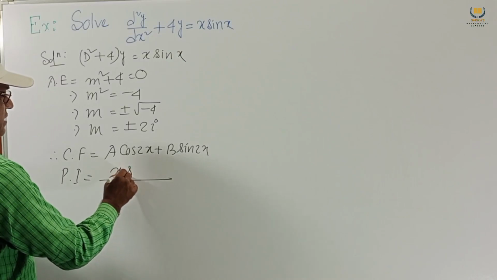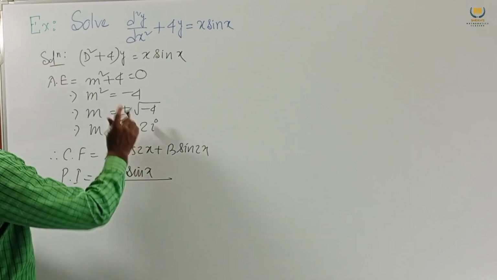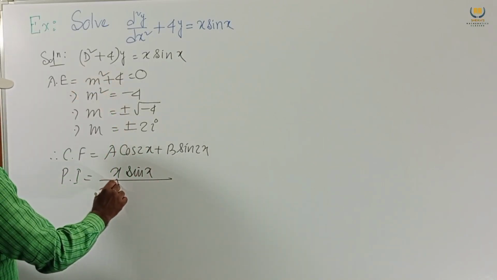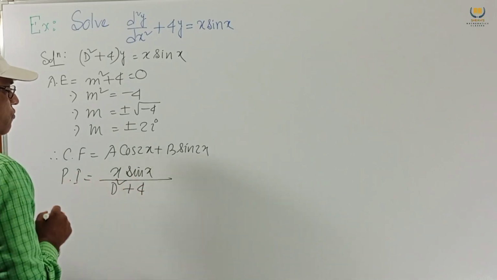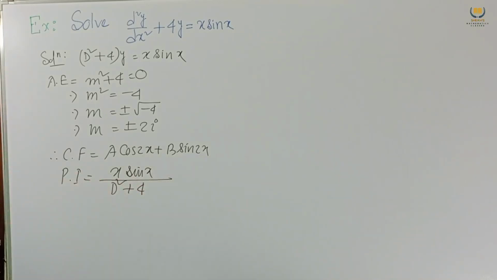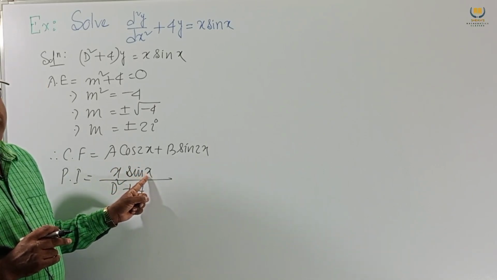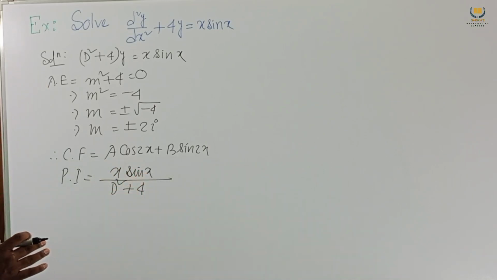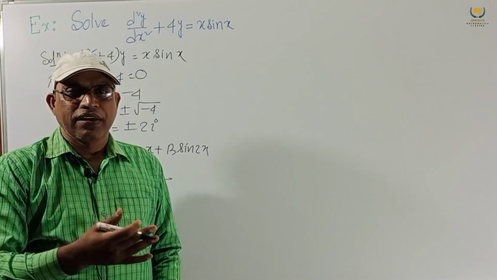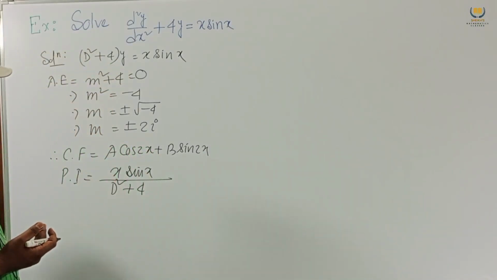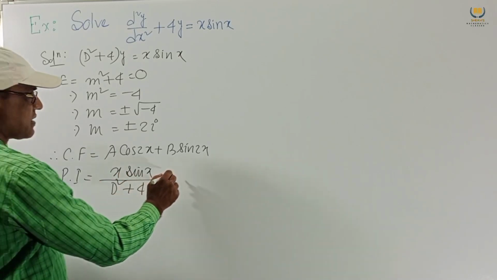equals the right hand side divided by D² + 4. This is the particular integral, but here we have algebraic and trigonometric, only sine. If we get this type of problem, it is difficult to solve directly. So I take another help. The other help is for this sin x.